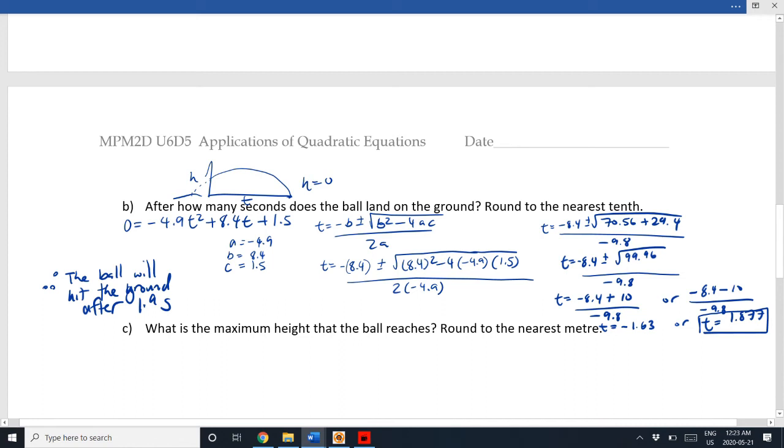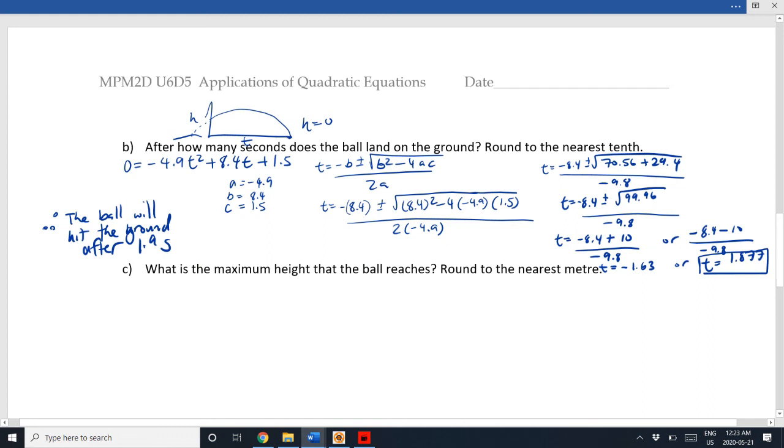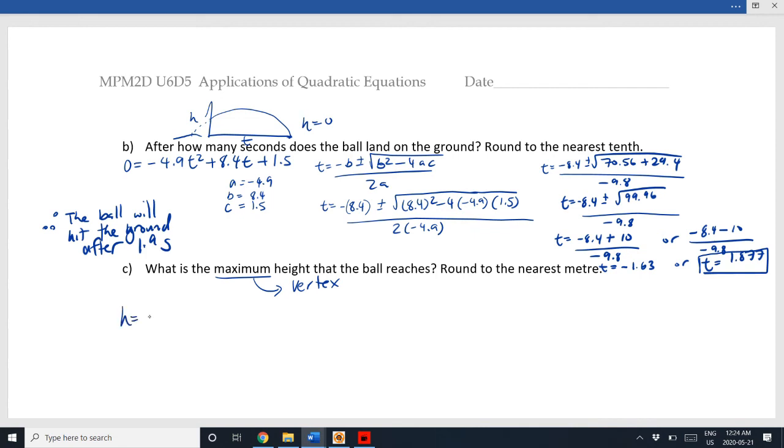So let's move on to the next part of this question. What is the maximum height that the ball reaches, rounded to the nearest meter? So we can see here the key word is maximum, and we know a maximum or minimum is talking about the vertex. So what the question is really asking is, what is the vertex of this equation? So let's write our equation down here. We have h is equal to negative 4.9 t squared plus 8.4 t plus 1.5.